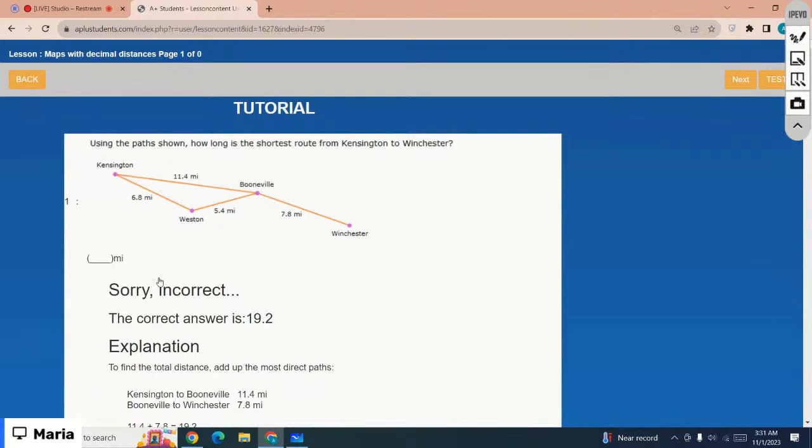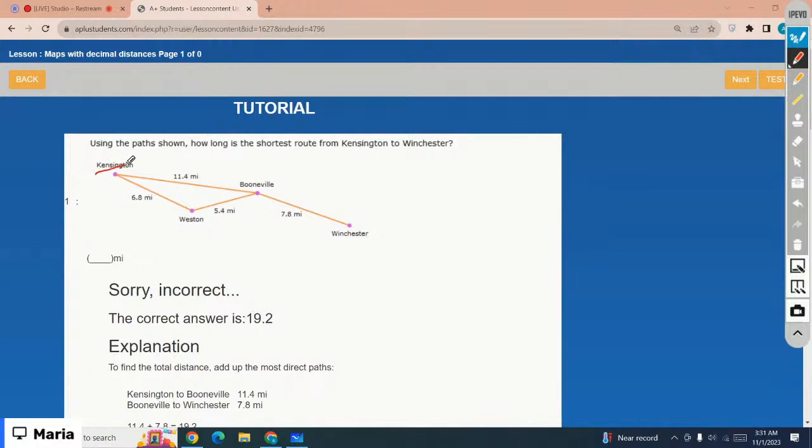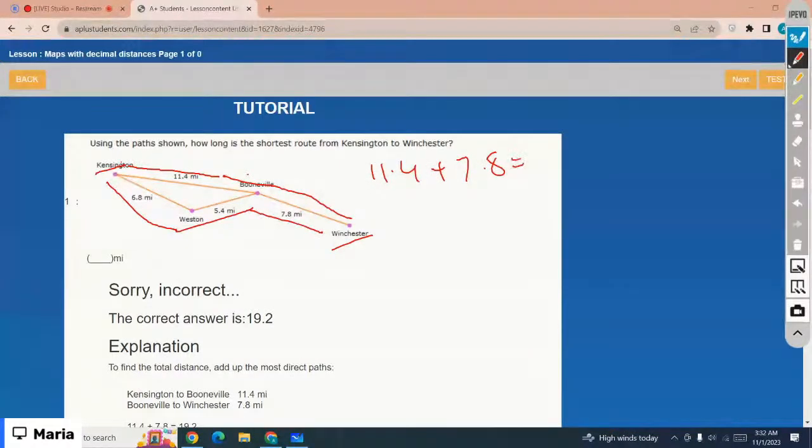Okay, here is the starting point Kensington, and here is the Winchester. You can go so many ways, three, four. Like you go from here and then here. Either you go here, then here, and then here, right? You have one more way. Let's add this one from Kensington to Boonville, 11.4 plus 7.8.